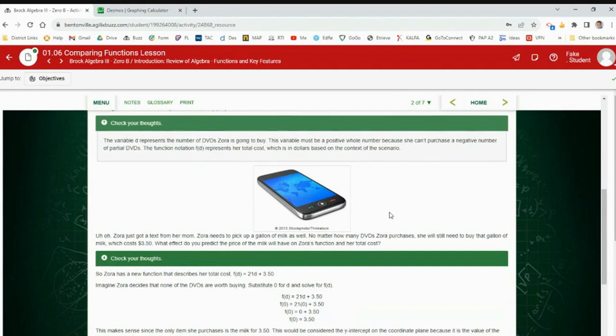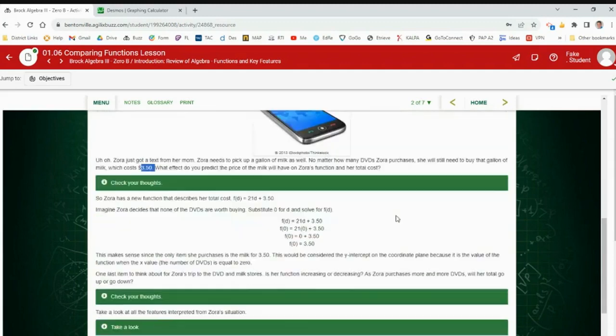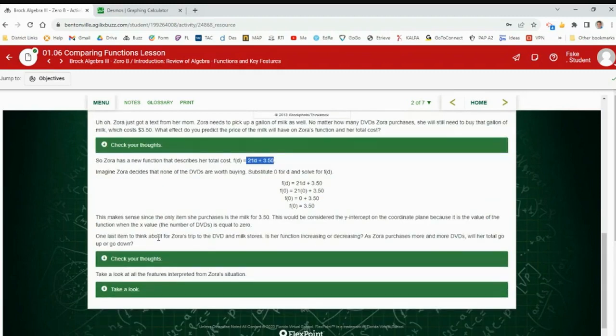All right. So, Zora just got a text from her mom. She needs to pick up a gallon of milk while she's at the store. So no matter how many DVDs she purchases, she's got to buy that gallon of milk, which is $3.50. So how does that affect her function? Well, it's 21D plus $3.50, right? It's still 21 times the number of DVDs she buys, but now she has to add $3.50 on for the milk. All right, so one last item to think about.